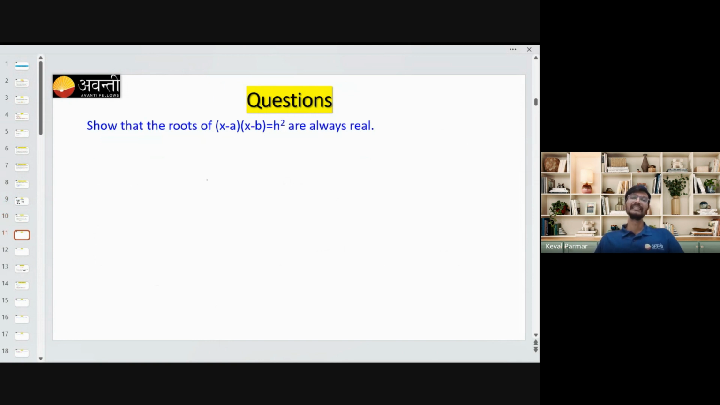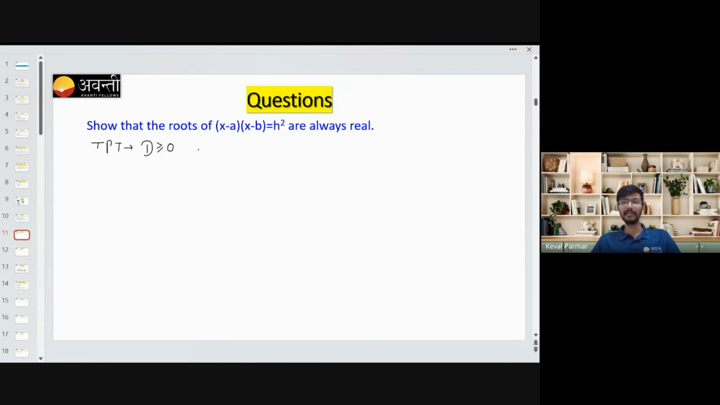So here, an equation is given, and we have to show that its roots are always real. What is meant by its roots are always real? That means we have to prove that its discriminant should be greater than or equal to 0.